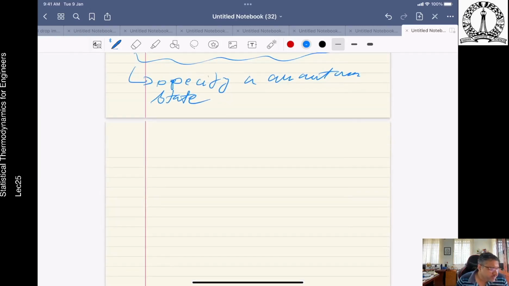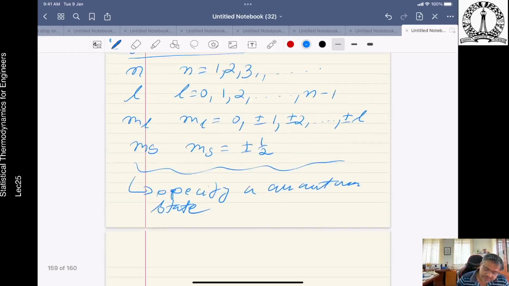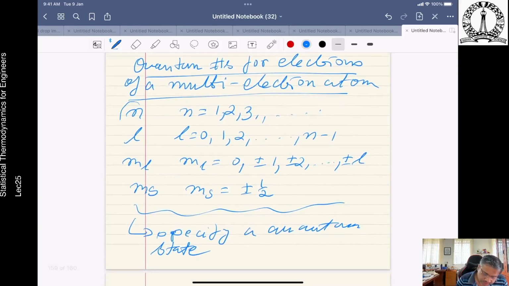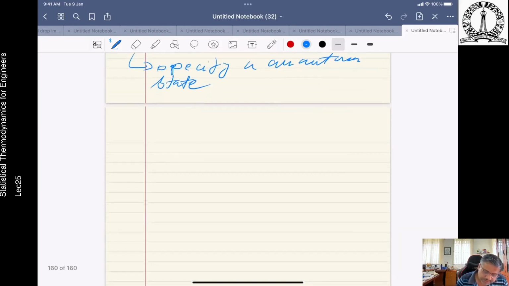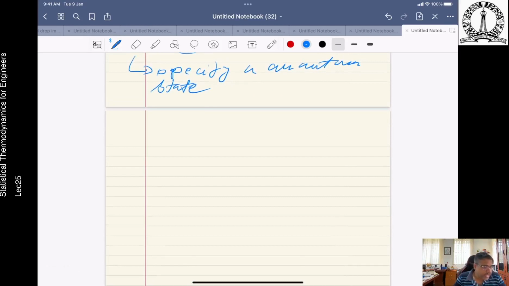Furthermore, only one electron can occupy any given quantum state. This comes from Pauli's exclusion principle. Therefore, each electron of a multi-electron atom can be identified by a unique combination of these 4 quantum numbers. Okay, so we introduce the so-called configuration of an atom.